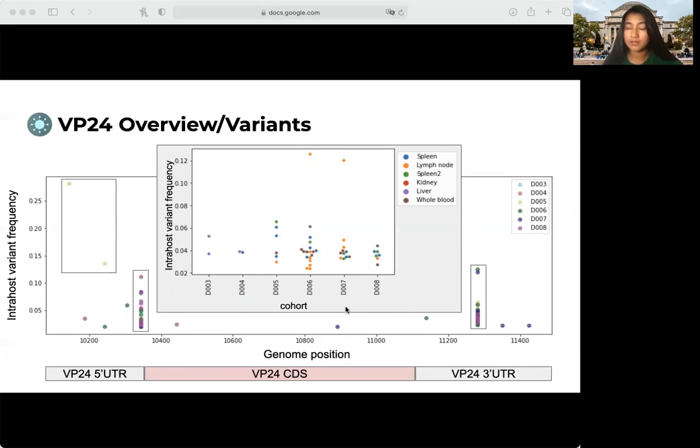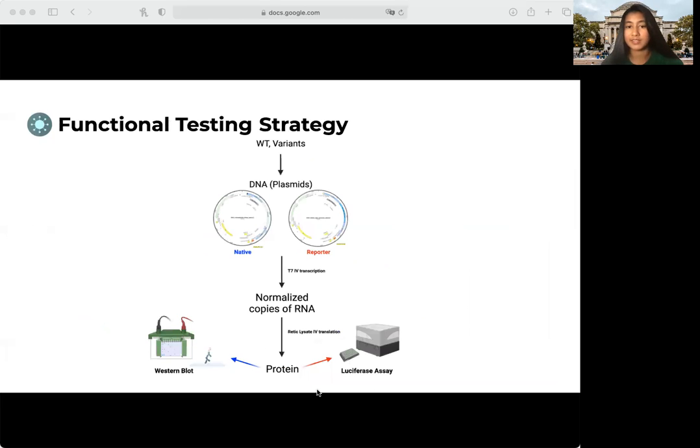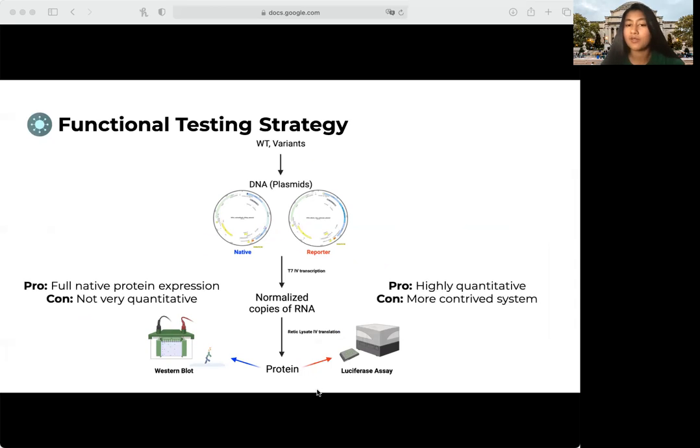The role of UTRs is unclear in biology, however, they are suspected to be regulatory. I suspected that these 5' VP24 UTR variants may be adapted for translation, and so designed a functional testing strategy to evaluate this hypothesis, following the rules of the central dogma of biology.